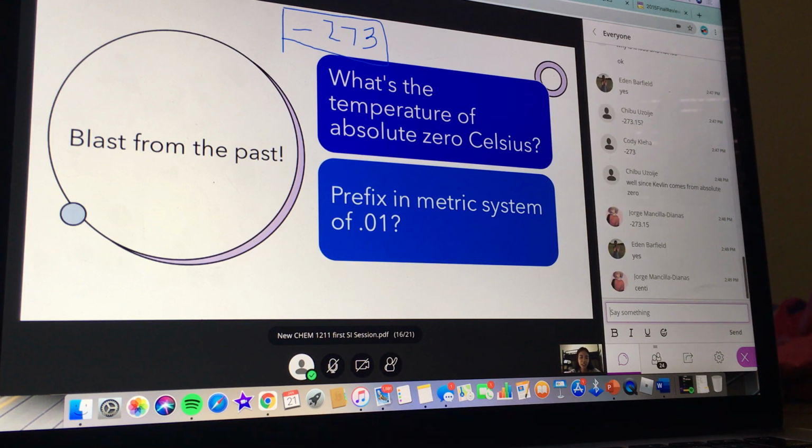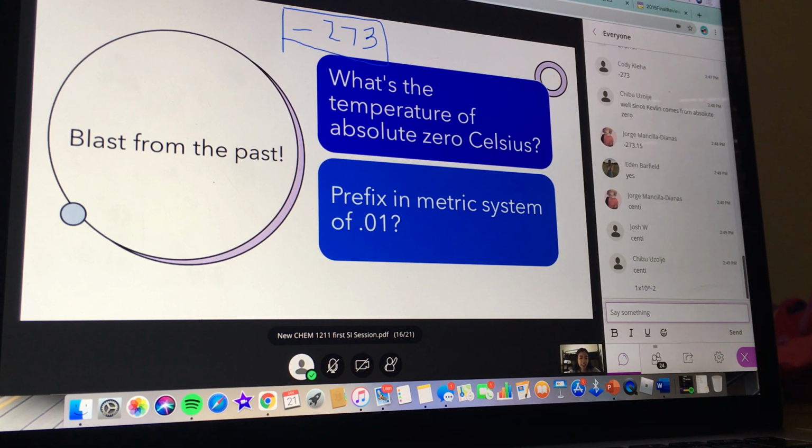And the prefix in the metric system of 0.01. Again, that's not just straight up memorization. Okay, centi. Does anyone else have anything else? Can someone explain how they got centi? Because I see your answers, and they are very similar. So how'd you get centi? And what makes it centi? Does it have to do with the sig figs? Does it have to do with the decimal point? Like the placement, like the zeros? Why is that?